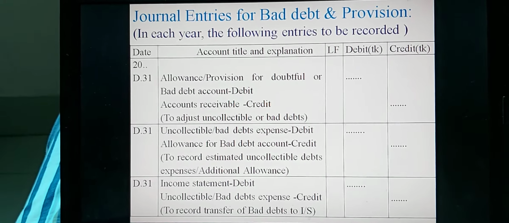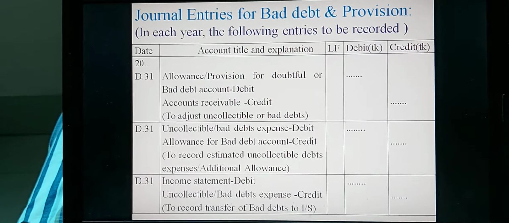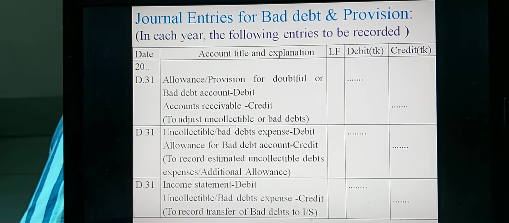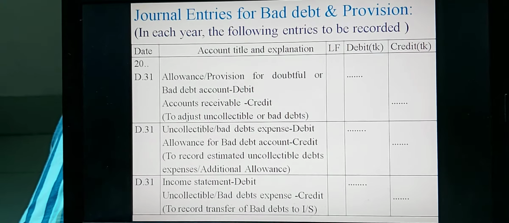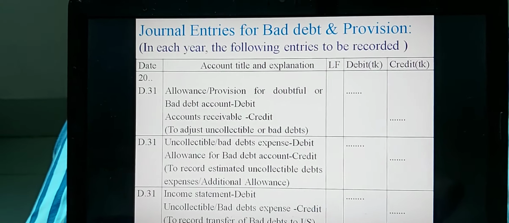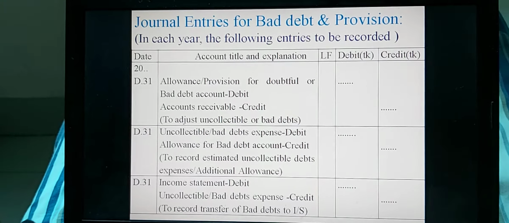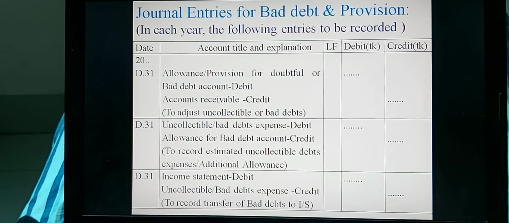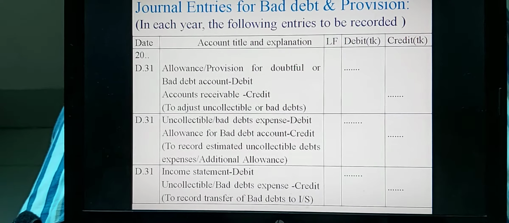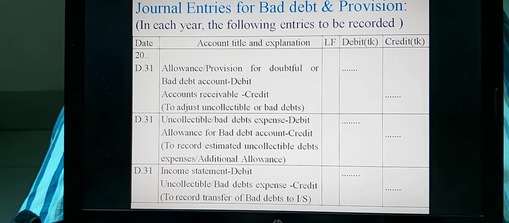First one: allowance for doubtful debt, or provision for doubtful or bad debt, or reserve for bad debt account debit, accounts receivable credit, for uncollectible debt or bad debt expense.